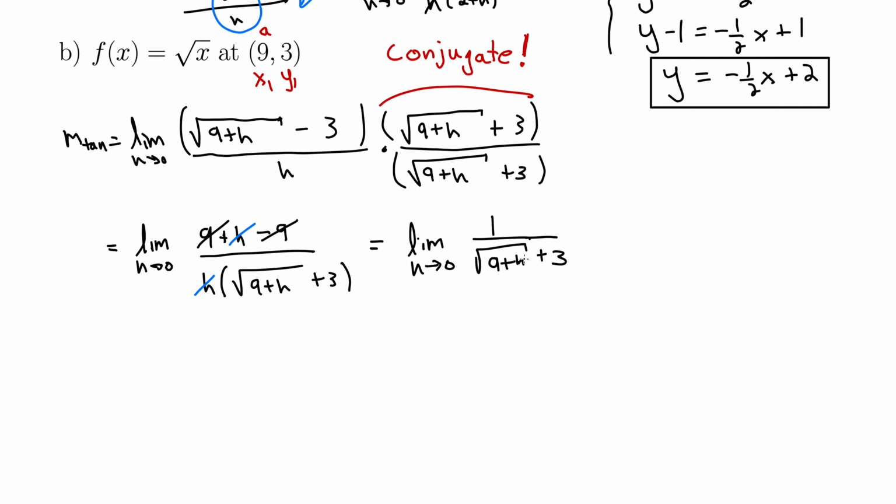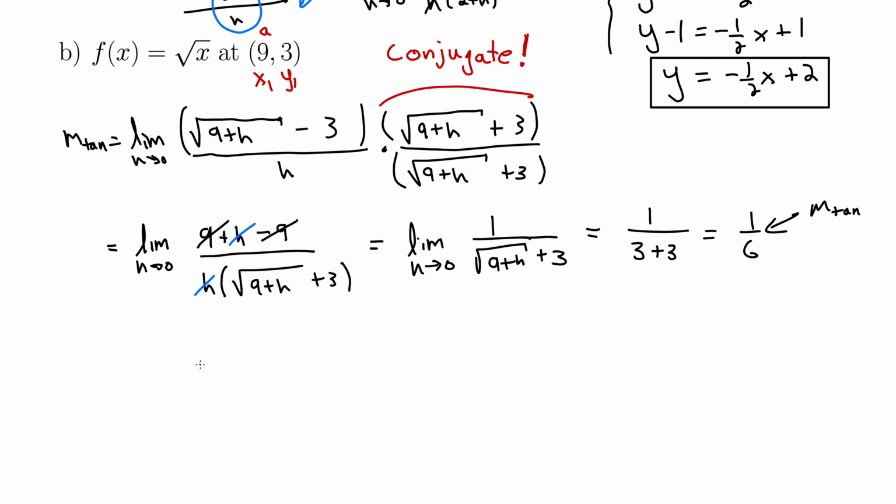Okay, and now let's let h go to 0. We can simply evaluate this limit. We let h go to 0. It gives us no problems down below here. We're not dividing by 0 or anything here now that we got that other h to cancel. So I don't need to write limit anymore because I'm actually taking the limit. Once you take the limit, you stop writing the word limit. So I'm plugging it in. That gives us 1 over square root of 9, which is 3, plus 3. So 1/6 is our slope. M tan.